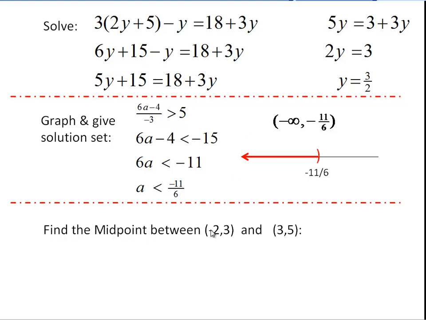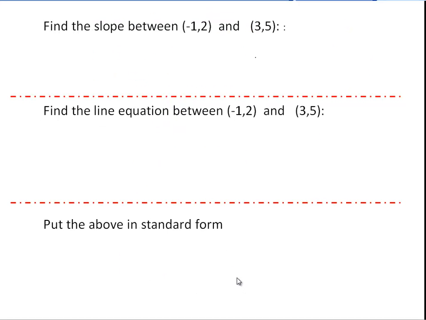Okay, finding the midpoint. To find the midpoint, you add the x values and divide by 2, so it's negative 2 plus 3 divided by 2. Add the y values, 3 plus 5 divided by 2. This is 8 halves, which is 4, and this is 1 half, so it's (1/2, 4).